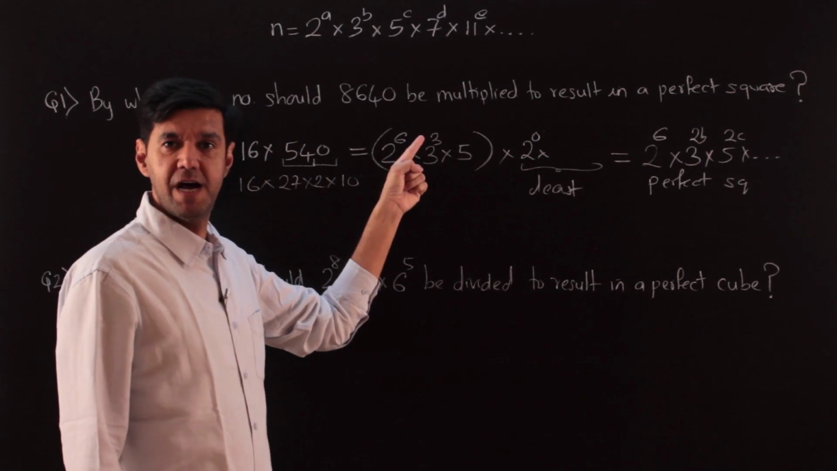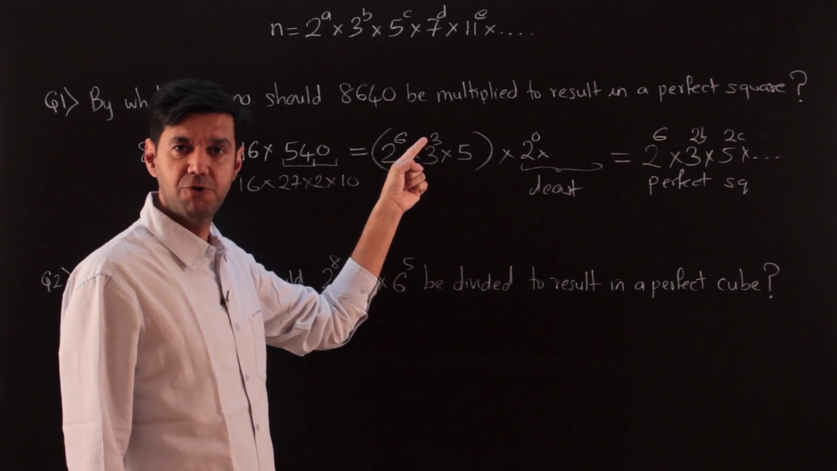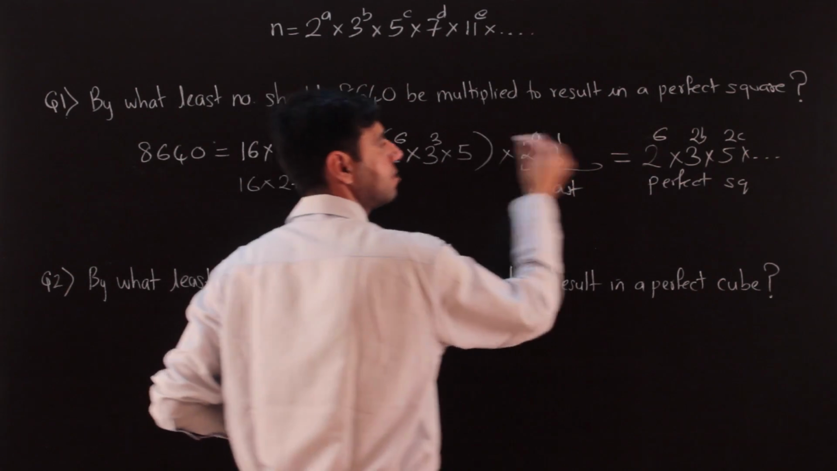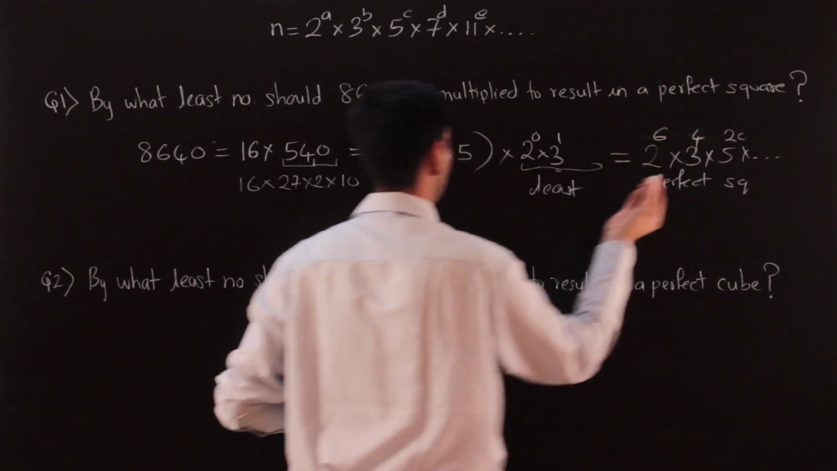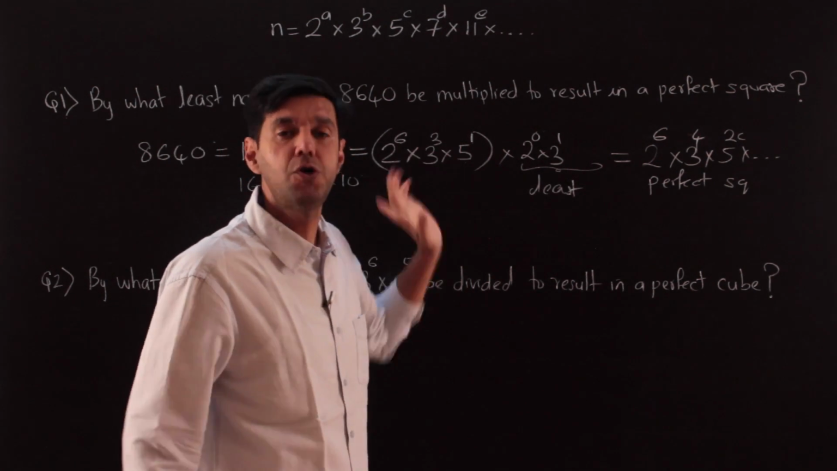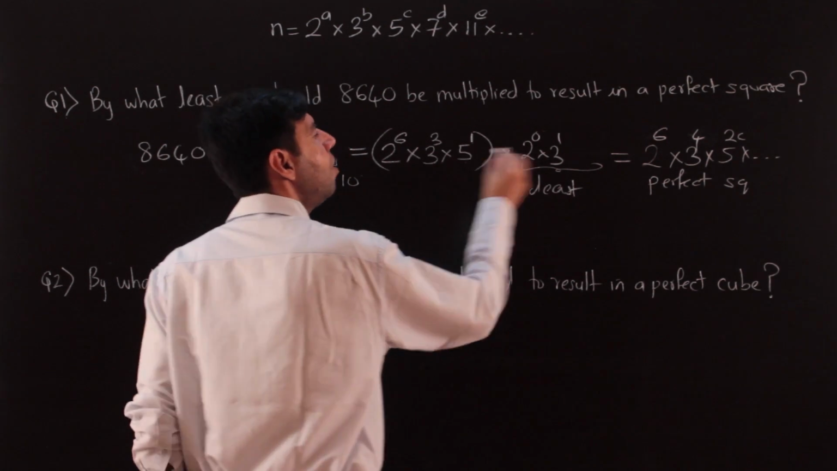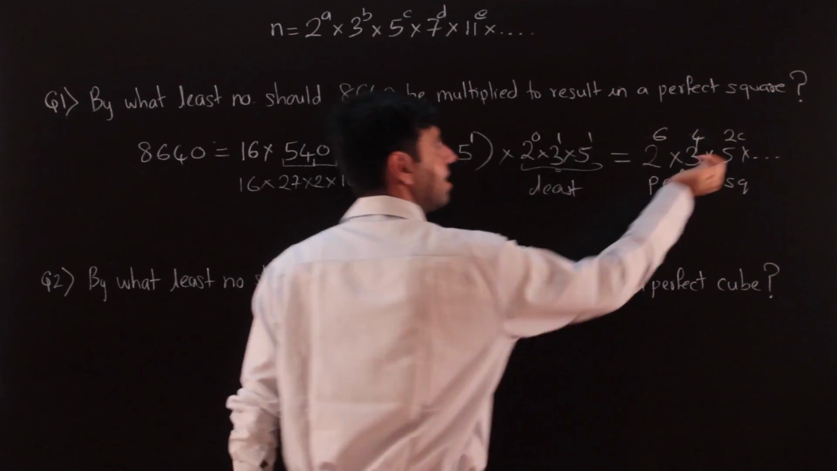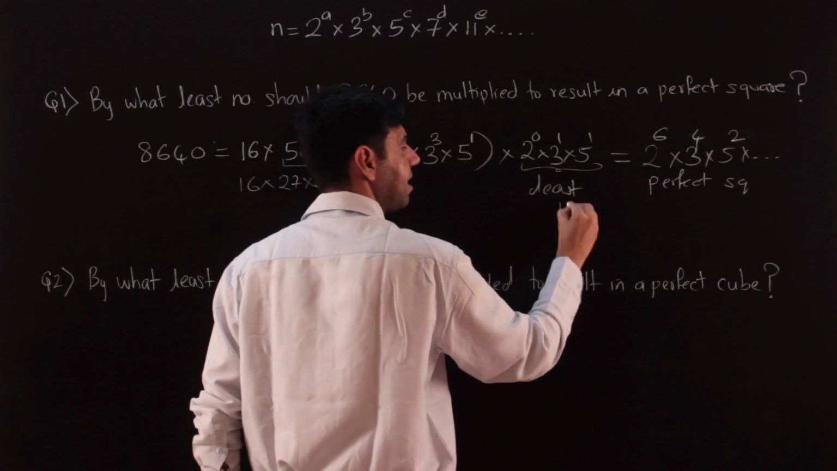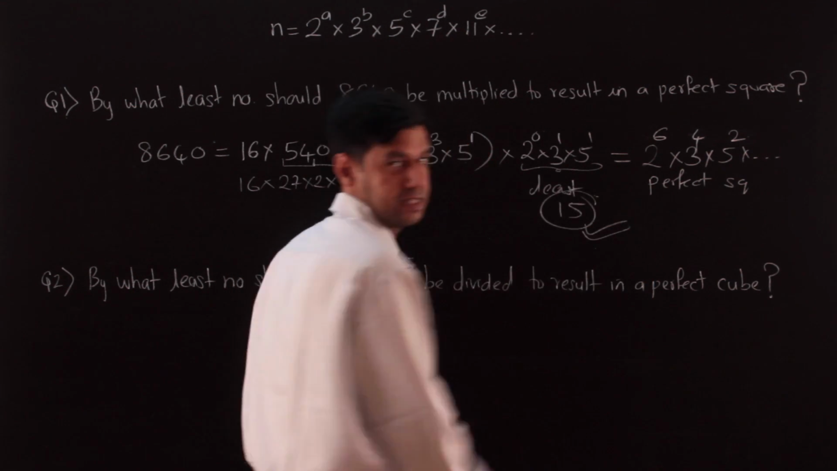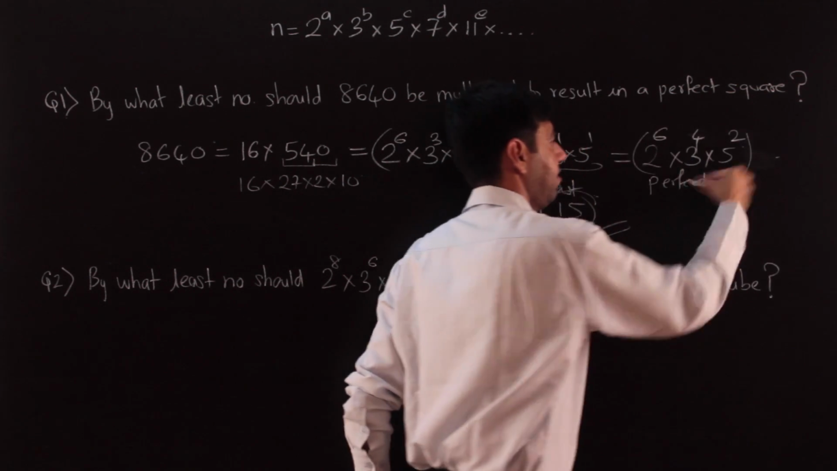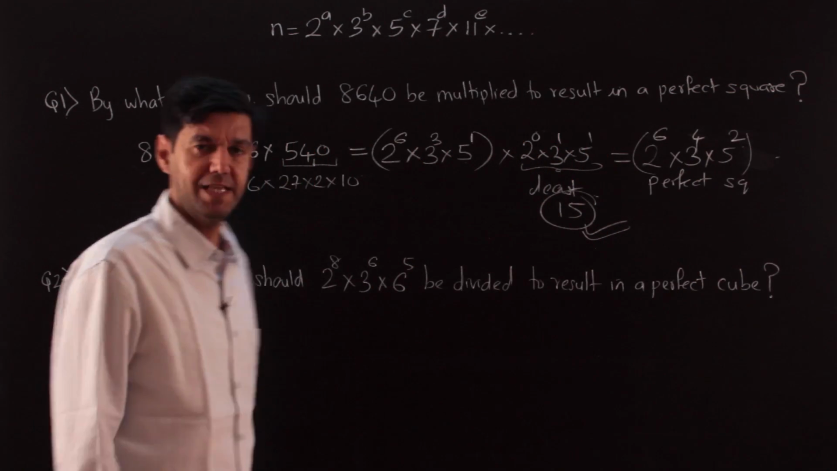But 3 cubed is not a multiple of 2. I want to make it a multiple of 2, so the least number has to be 3 raised to 1, which would make it 3 raised to 4. And currently the index of 5 is also not a multiple of 2. So I would need to multiply it with a 5 raised to 1, which will become a 5 square, right? So the least number that I would have to multiply is 15, that is going to be my answer. And this is the square that we are going to end up with.